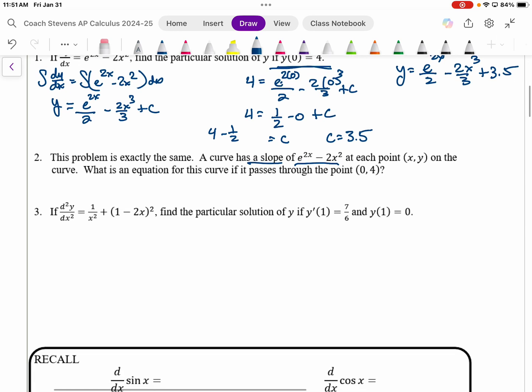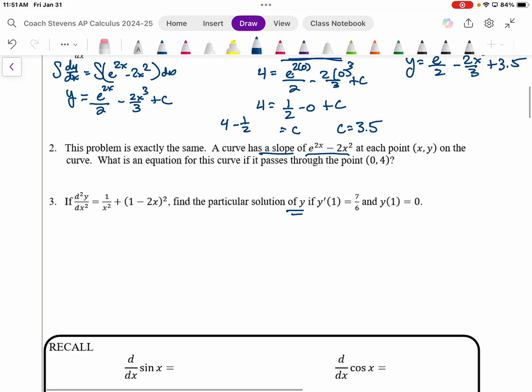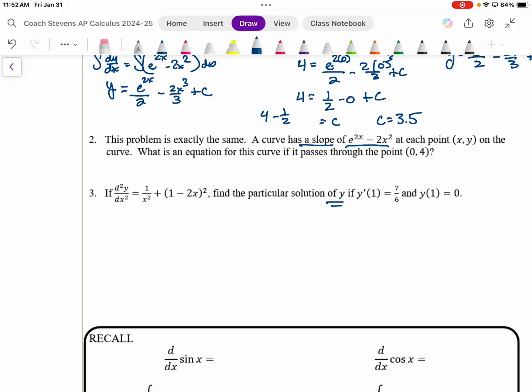Number 3, we're starting with the second derivative. They want us to find what the original y equation was. So we got to go back to the first derivative, then back again to the original. There's very little room here. Do you want me to show you u substitution, or can you do u substitution in your head? Want me to show u substitution? No? Do it in your head?